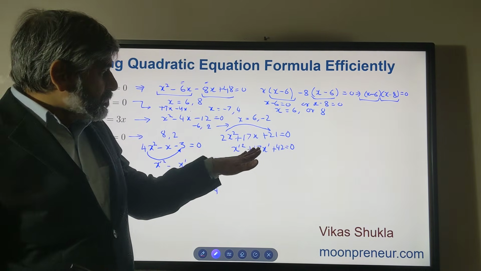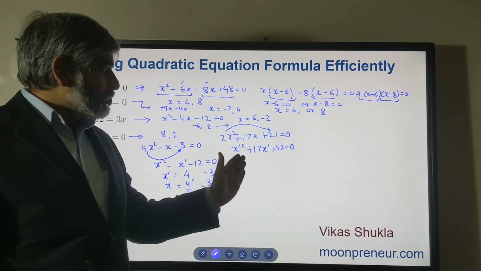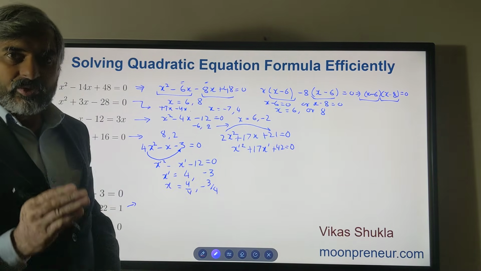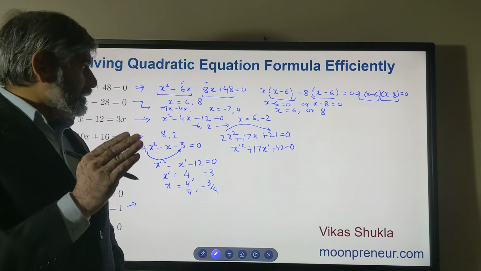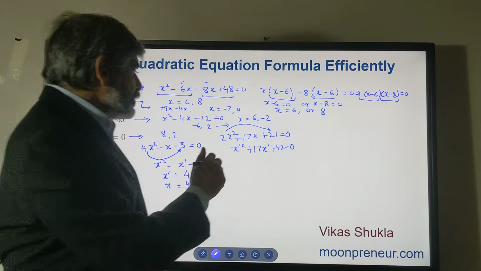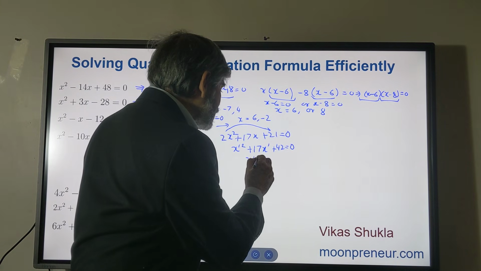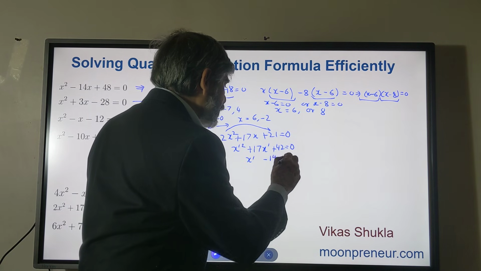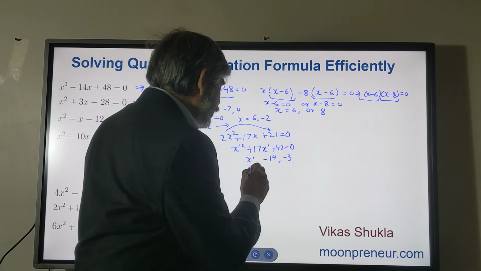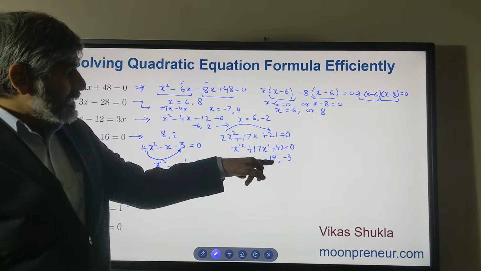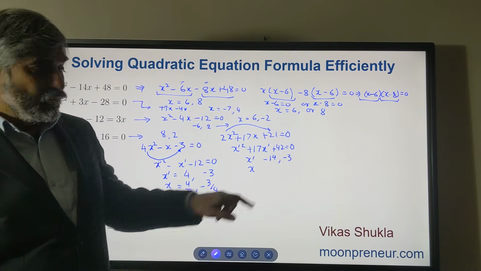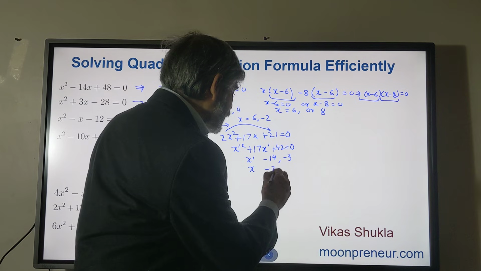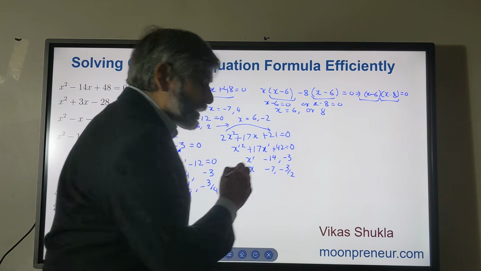I need to make 17 into two parts that multiply to 42. Those two parts are 14 and 3. So the solutions to x dash are the negative of that, minus 14 and minus 3, and therefore the solutions to x will be these divided by this 2, or minus 7 and minus 3 by 2.